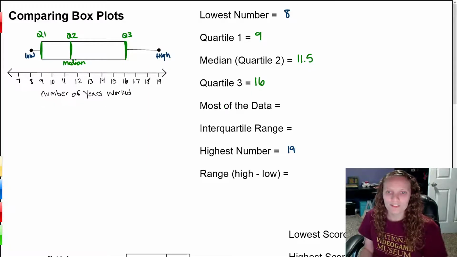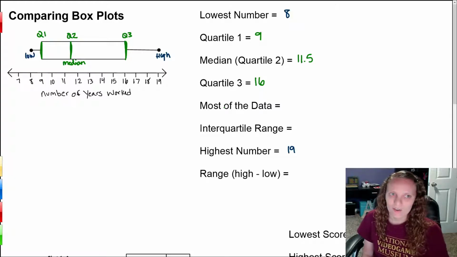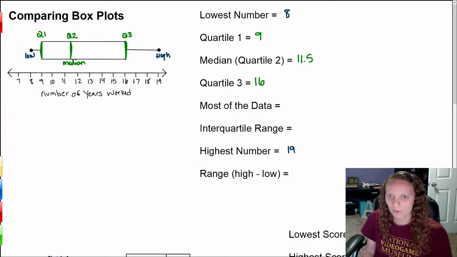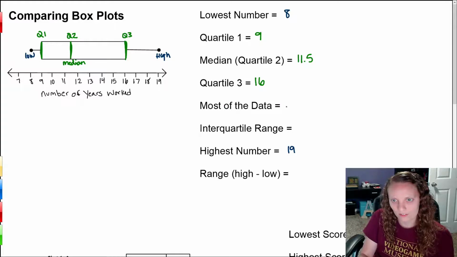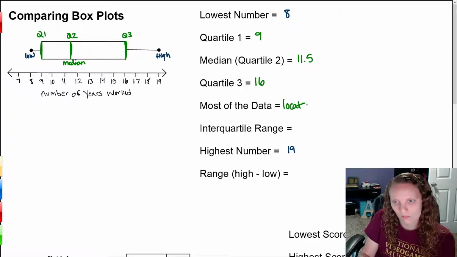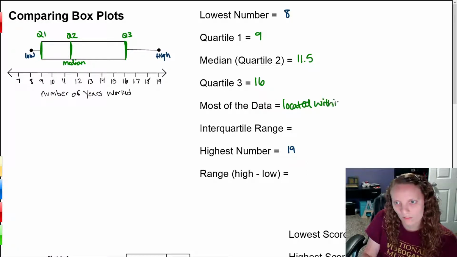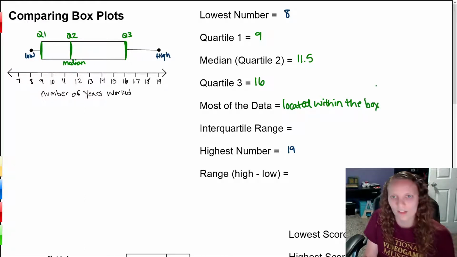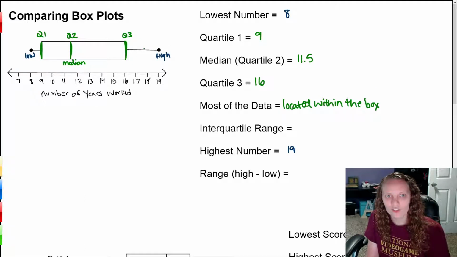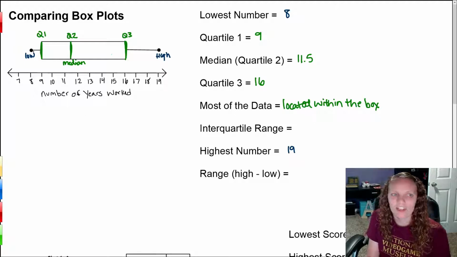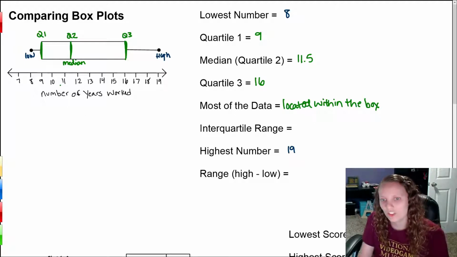Now most of the data is located within the rectangle or the box. And then there's just a few straggling numbers that are located within the whiskers.